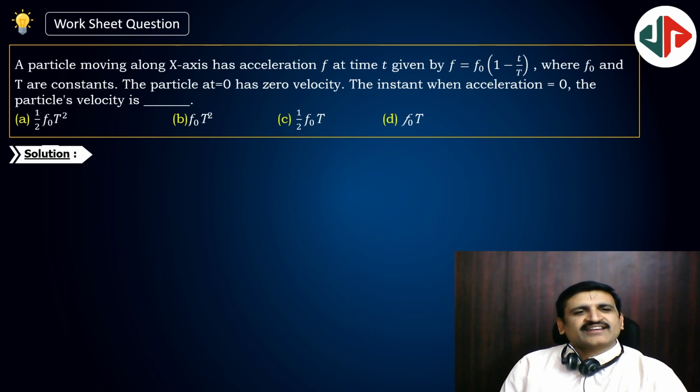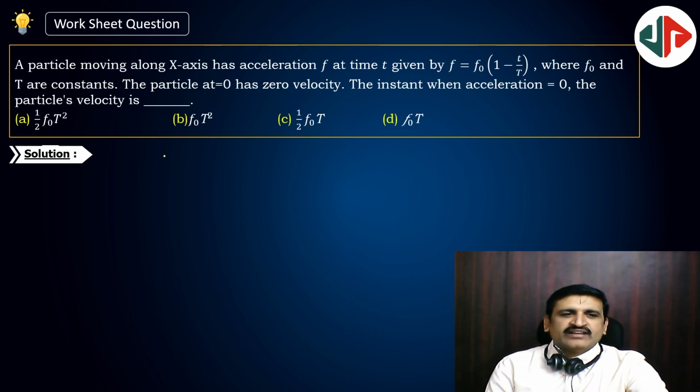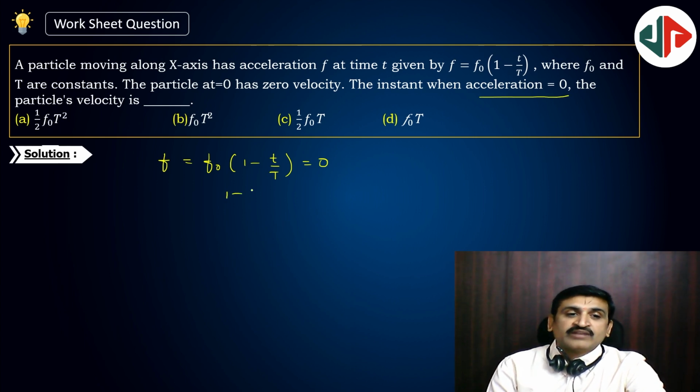A particle moving along x-axis has acceleration f at a time t is given by, this is acceleration, f is equal to f naught of 1 minus t by T. Whenever acceleration is becoming 0, the instant when acceleration equal to 0, the particle's velocity is. So at what time acceleration is 0? 1 minus t by T equal to 0. That means t by T is equal to 1. So t is equal to capital T. Yeah. At this time, what is its velocity?